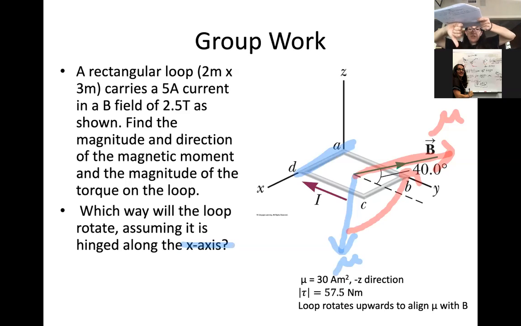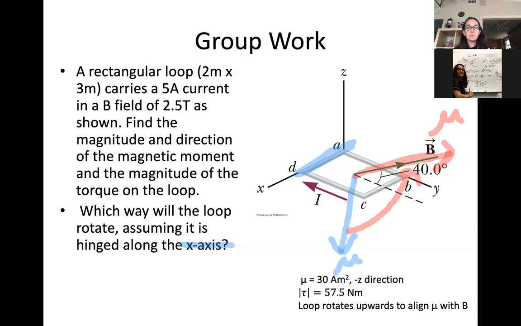And mu is pointing straight down, but it doesn't want to be straight down. It wants to line up. So what it's going to do is flip up so that the mu aligns. However long it takes, it's going to flip up so that it aligns with it. Okay? So it's going to basically rotate by 90 degrees so that it aligns with it. Okay? 130 degrees, so that aligns up with it.